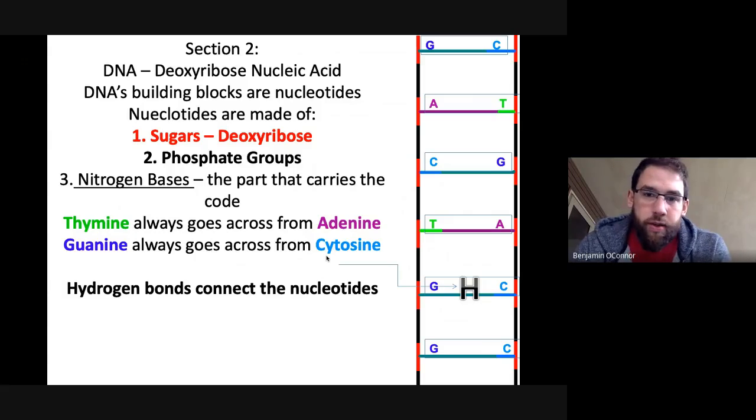Notice how over on the right, whenever you see a C, it is paired with a G, and whenever you see an A, it is paired with a T. A's and T's go together, and C's and G's go together. What they're connected with is a hydrogen bond, and that's what this big H is here.